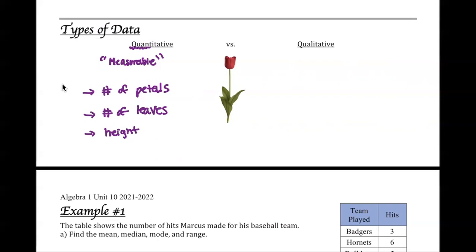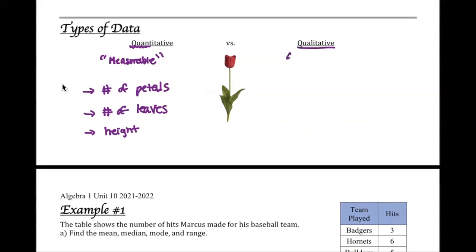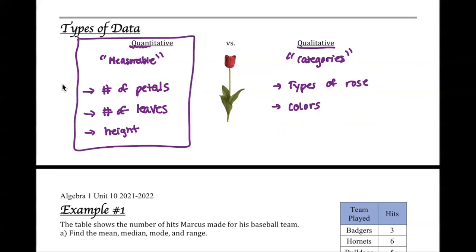Now, quantitative data isn't the only type that we can work with. There's also something called qualitative, and this is more like categories. For this example, one of those being the different types of roses. We could also look at the different colors of all the roses that are out there: pink, red, white, all of those different ones. But those are what we call qualitative. In statistics, we are mainly going to work with quantitative data more than anything else, but there are some cases where qualitative data factors in as well.